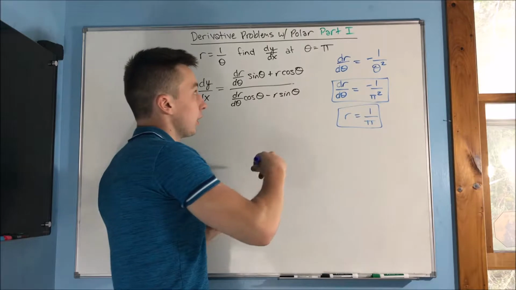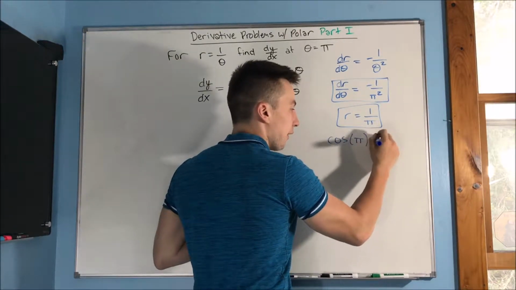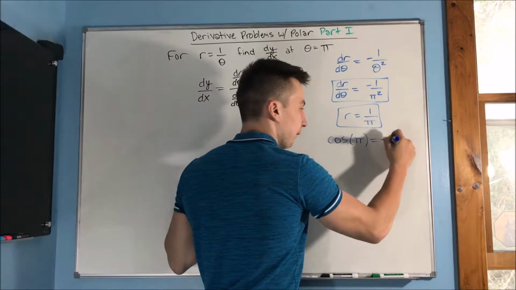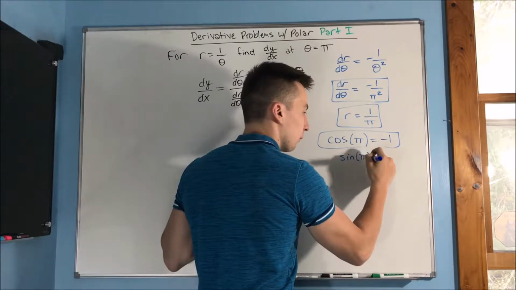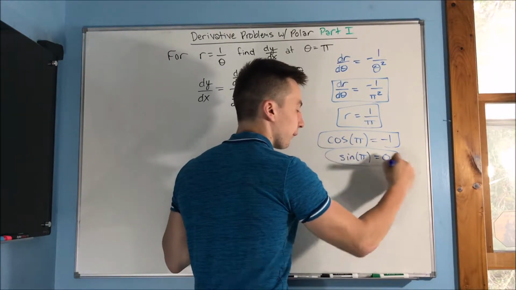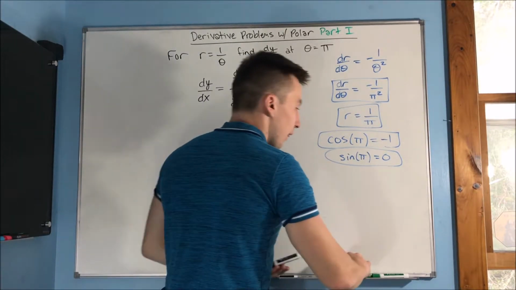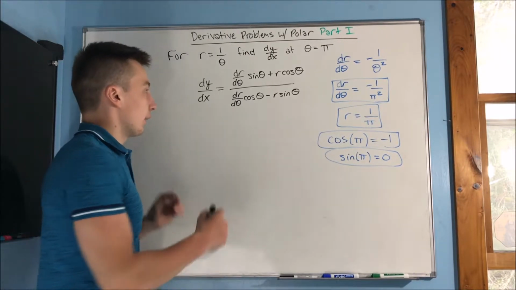What about our cosine and sine? Well, cosine of pi is going to equal negative 1. And sine of pi will equal 0. So now that we have that, all right, we can just substitute in here, okay?